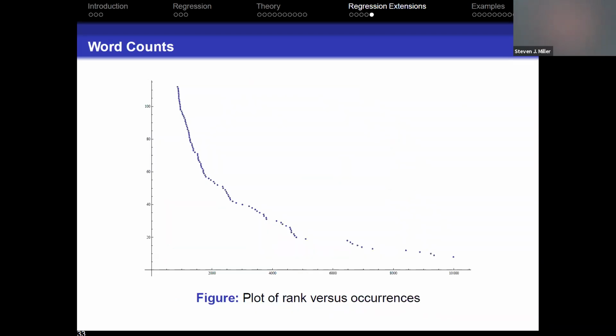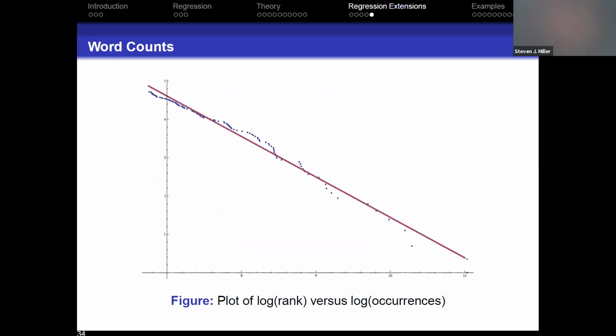Another nice example is frequency of word counts in the English language. And so plotting the rank of the word versus its occurrences. And so the most popular word is occurring the most. When I take a log-log plot, you can see it looks pretty linear. Not perfectly, but there does seem to be a linear relationship.